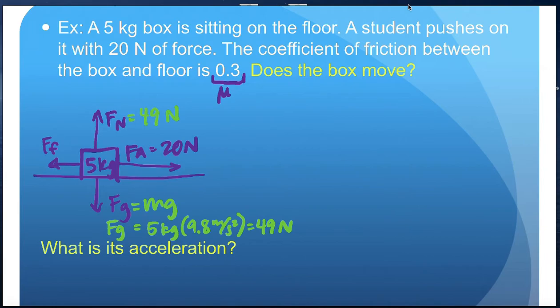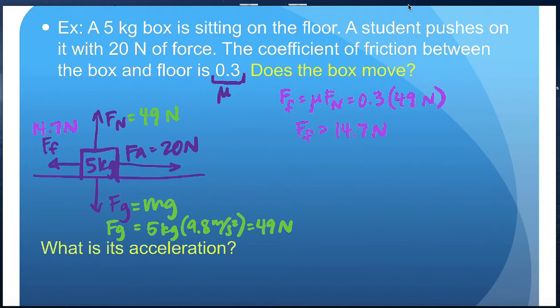Okay, now that we know the normal force, we can use our force of friction formula that said force of friction equals the coefficient times the normal force to solve for the force of friction. So they told us the coefficient was 0.3 in the problem, and then we just found that the normal force was 49 newtons. And so we're going to multiply those two, and that gives us a frictional force of 14.7 newtons. Okay, so I'm going to add that to my little picture so that I've got a visual.